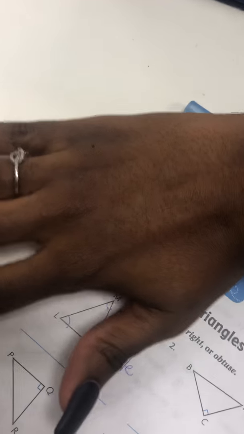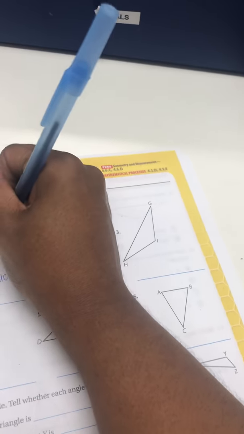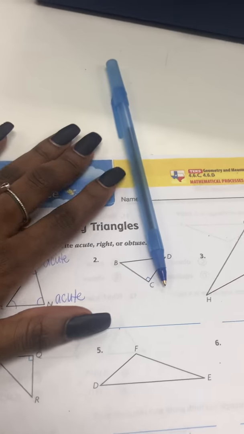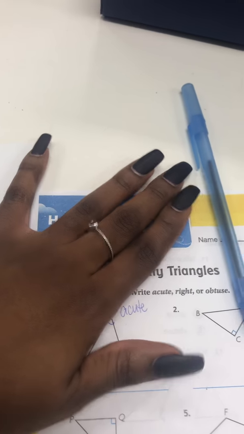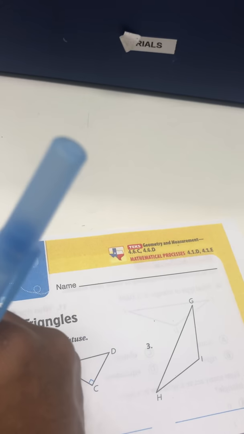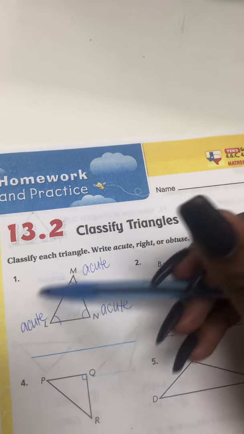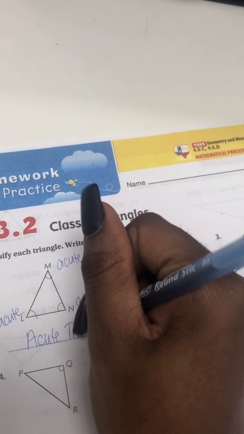Now when I look at M, again, it's in the corner, their fingers are here. It's much smaller than an L. M is also acute. And I'm going to check for L. I have my fingers right on the lines. It's also squished, so I know that L is also an acute angle. If there are three acute angles, the whole triangle is an acute triangle.